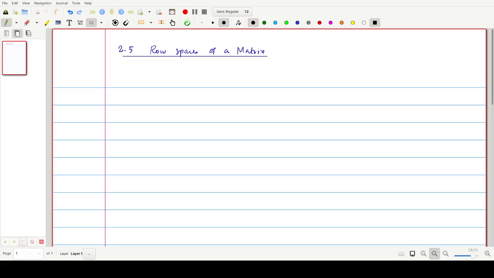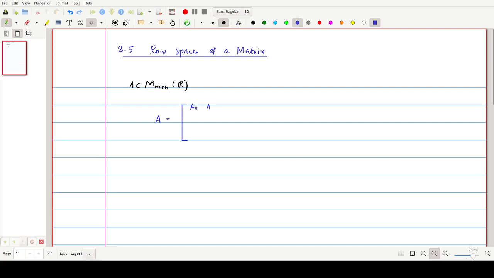Hi all. Today we discuss section 2.5, row space of a matrix. We start with an m by n matrix. Let A belong to M_{m×n}(R). That means this is an arbitrary m by n matrix. So we can assume A has m rows and n columns.